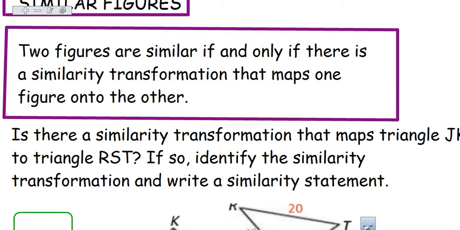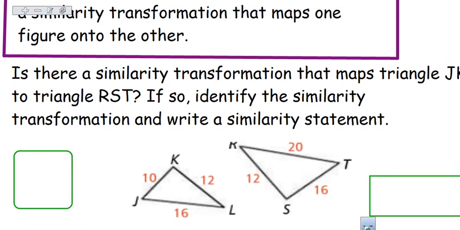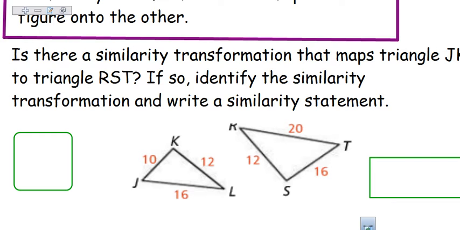Similar figures. Two figures are similar if and only if there is a similarity transformation that maps one figure onto the other. So is there a similarity transformation that maps a triangle onto the triangle? If so, identify the similarity transformation and write a similarity statement. Previously we have learned what the similarity theorems are: SSS similarity, AA similarity, and SAS similarity. Our definition of similarity is that angles are congruent and sides are proportionate.